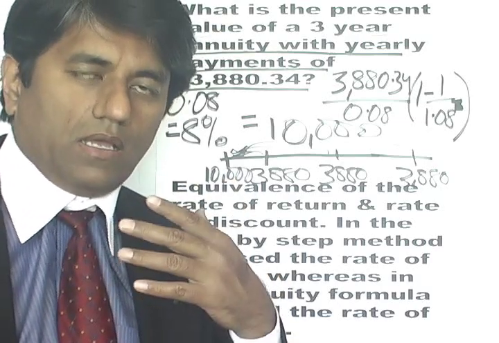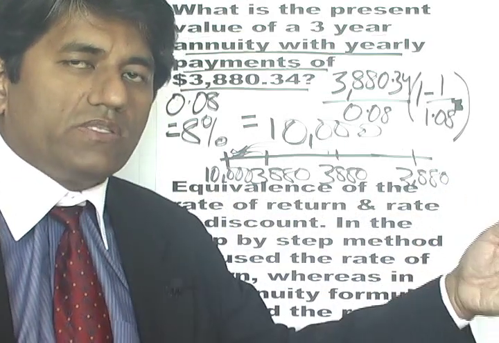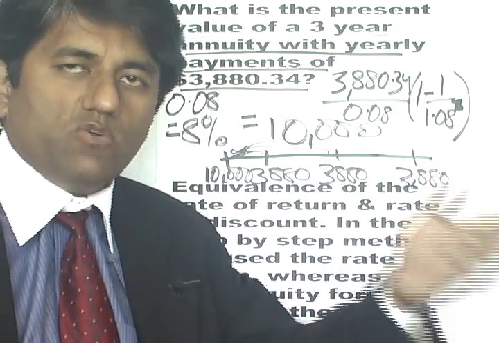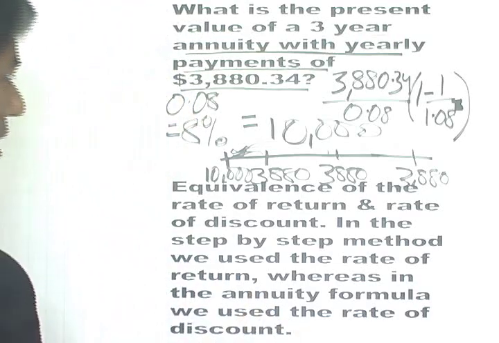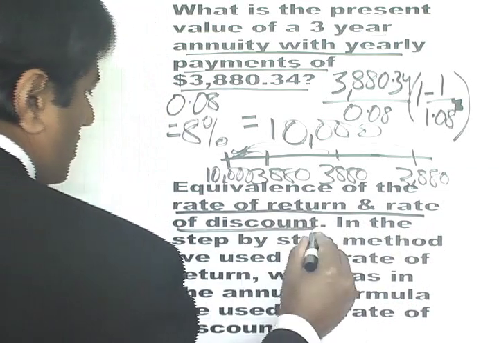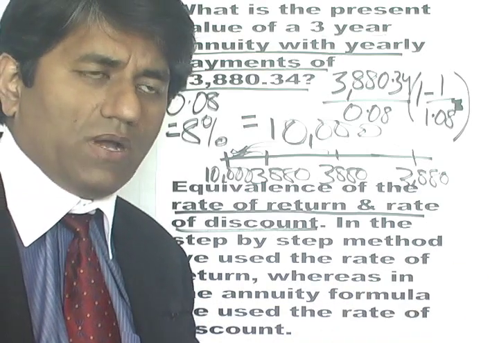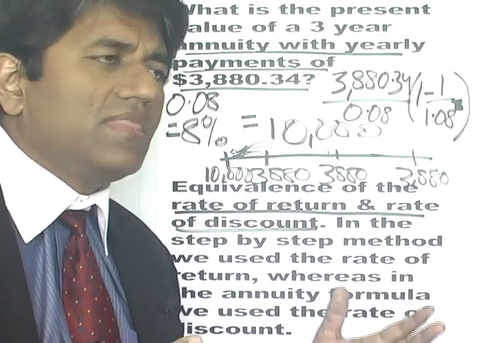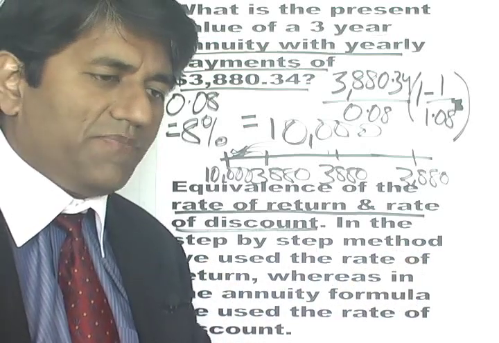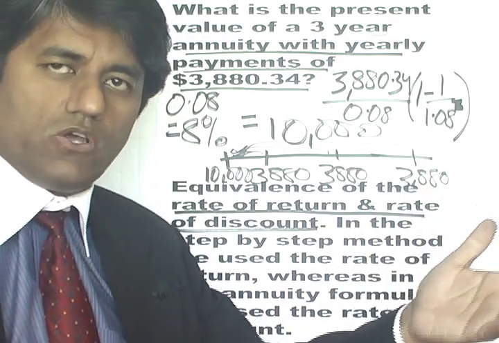Whether you solve it thinking of it as a rate of return, so you move forward, or you solve it using the annuity formula, which is for a rate of discount, which is moving back. So this is an example of the equivalence of rate of return and rate of discount. If your rate moving forward and the rate moving backward are the same, then you will have the same present value, whether you think of it as an investment or you think of it as the present value of some cash you're going to get in the future.